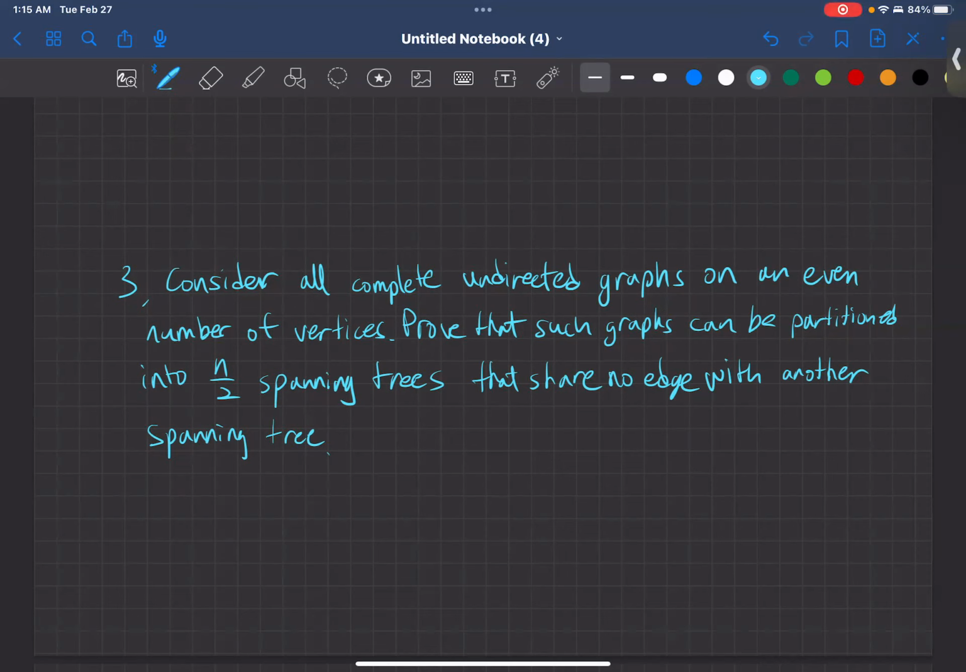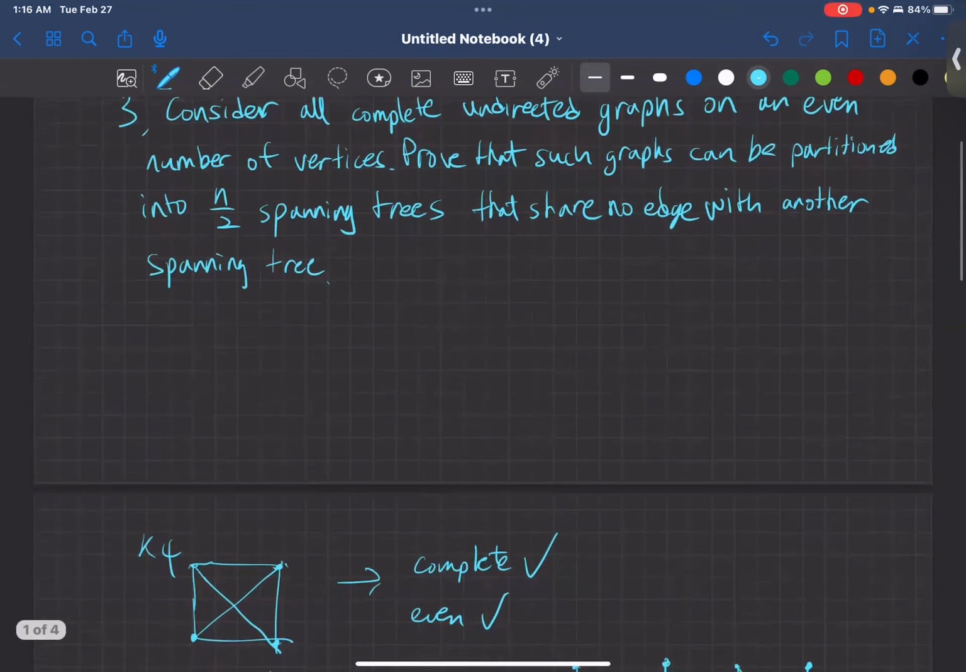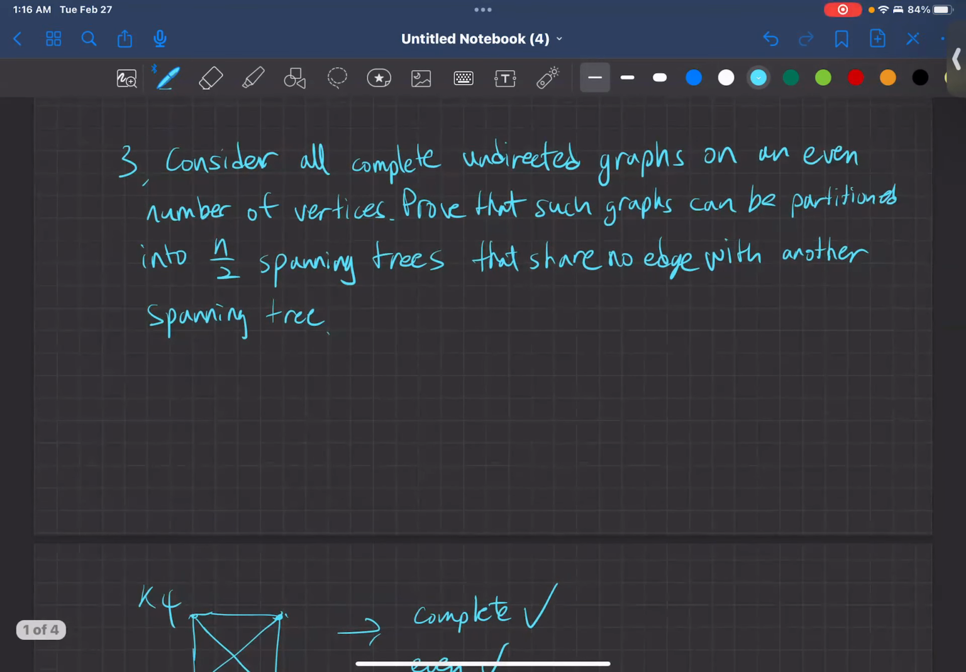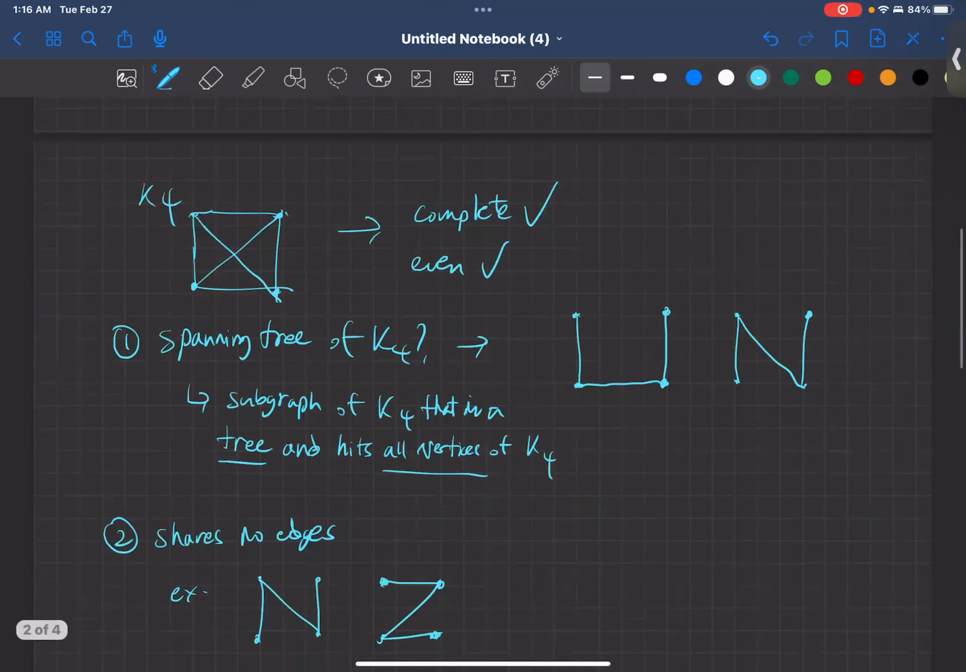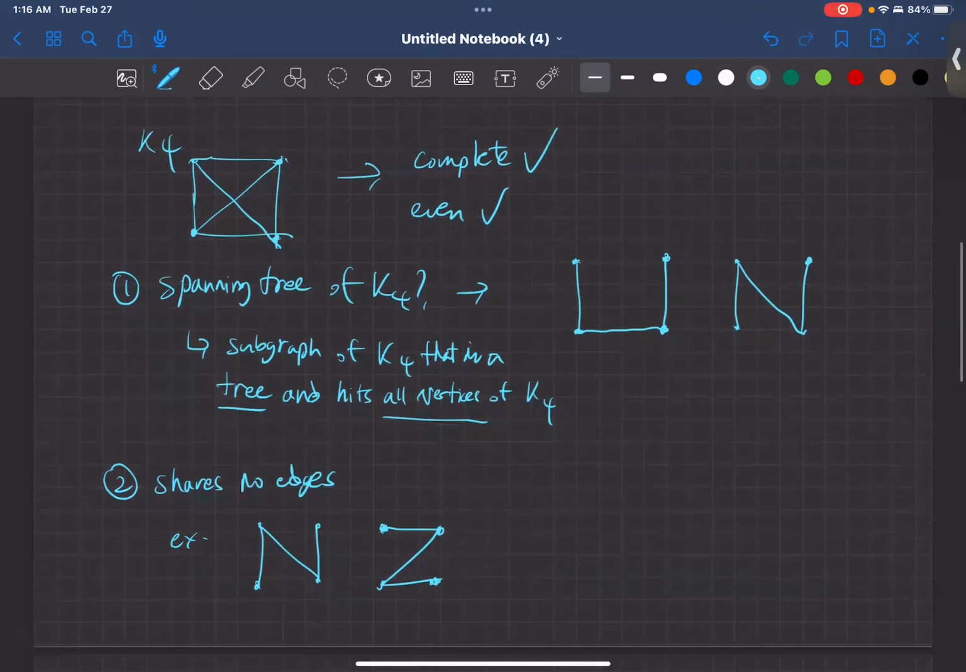Today in this video, we'll be talking about question one, part three of the CSM week two worksheet. This question asks: consider all complete undirected graphs on an even number of vertices. Prove that such graphs can be partitioned into n divided by 2 spanning trees that share no edge with another spanning tree. Before we tackle this problem, let's look at a couple of definitions that we need to clarify.